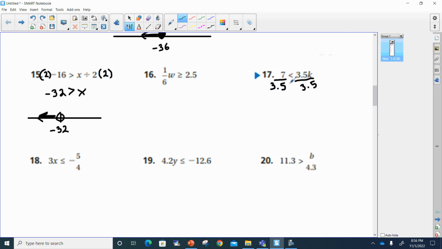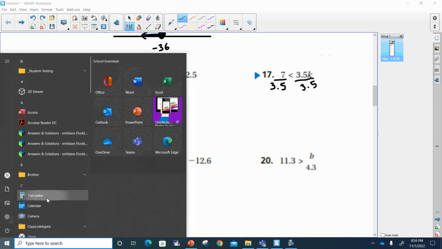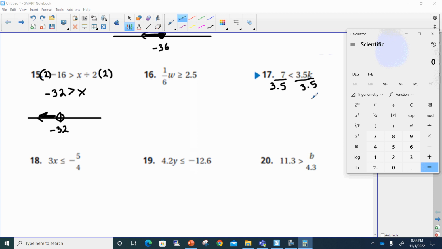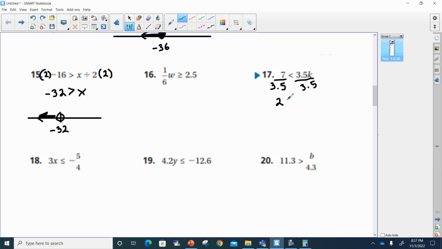I'm pretty sure 7 divided by 3.5 is 2. I'm going to use the calculator just to verify what I feel I already know. Now we've got 7, and we're dividing it by 3.5. And that does equal 2. So this tells me that 2 is going to be less than k.